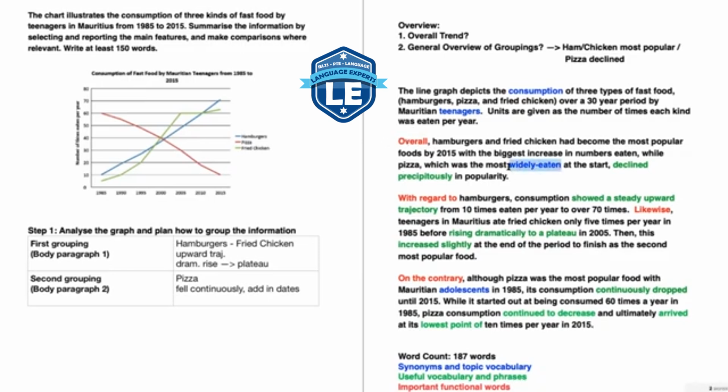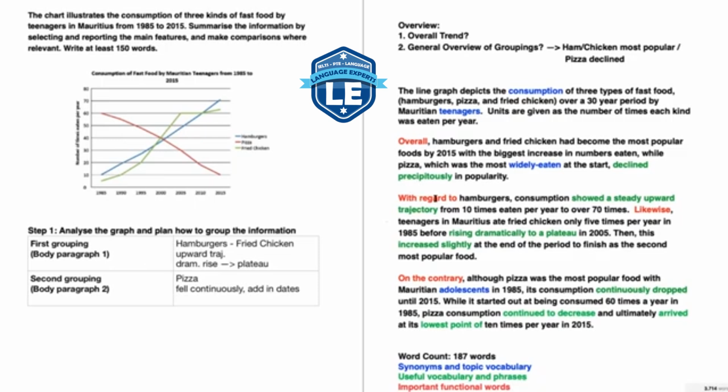Widely eaten is a great topic vocabulary here. So it is not included, but we see that it was the highest, most eaten type of food. So widely eaten is a great adjective here. And then declined precipitously is an excellent way to say sharply, steeply in popularity, which is how it declined. It was quite drastic. Now, our body paragraph 1 is all about hamburgers and fried chicken.